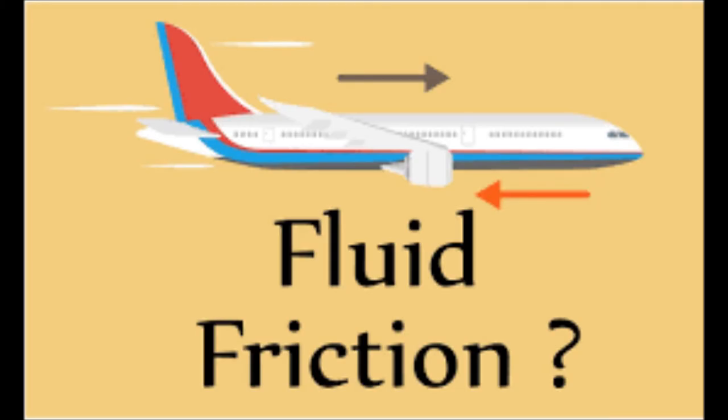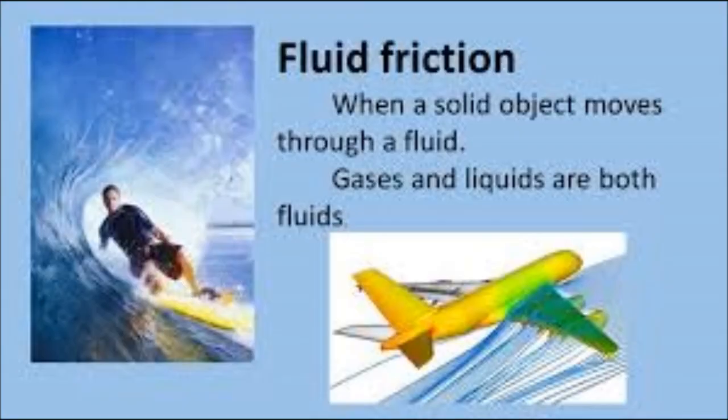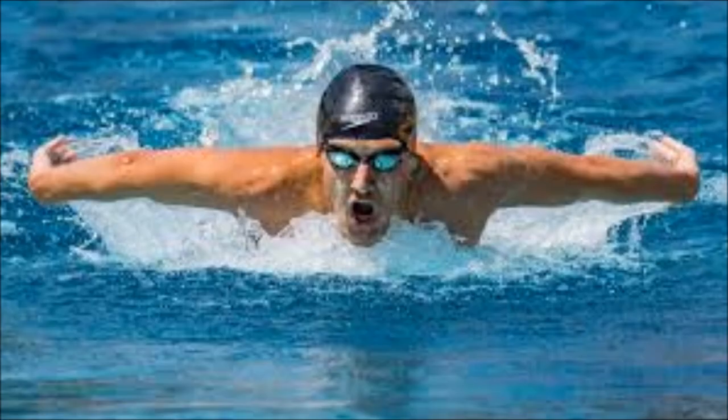Before we describe fluid friction, we should know the meaning of the term fluid. Those substances which are able to flow easily are called fluids. Fluids have no fixed shapes. Liquids and gases are fluids because they can flow easily. The most common liquid around us is water. So water is a fluid.